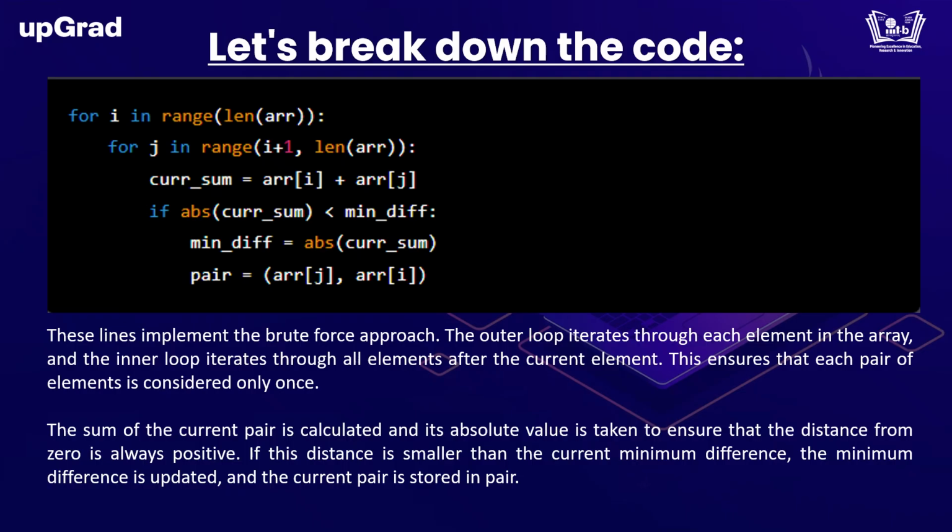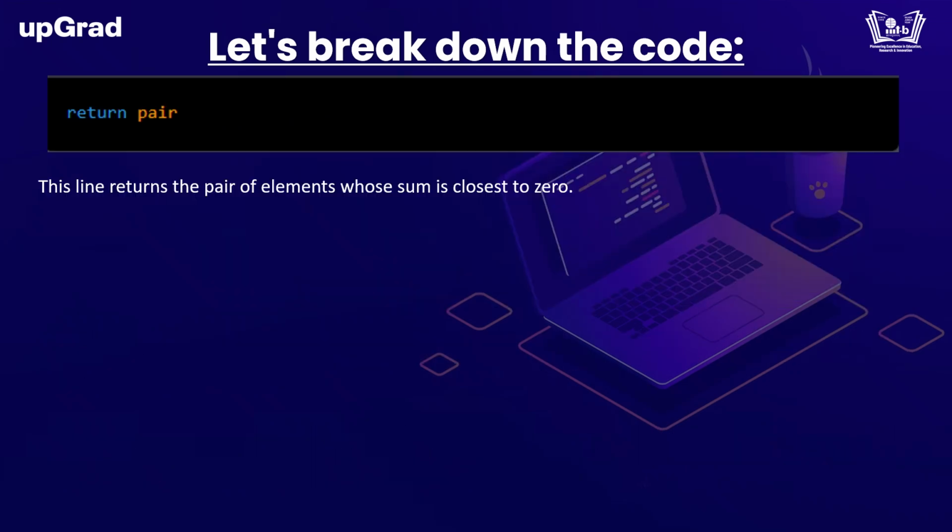Let's break down the code, that is our third slide. We have written the code. The final statement is the return pair statement. This line of code returns the closest pair from the function.